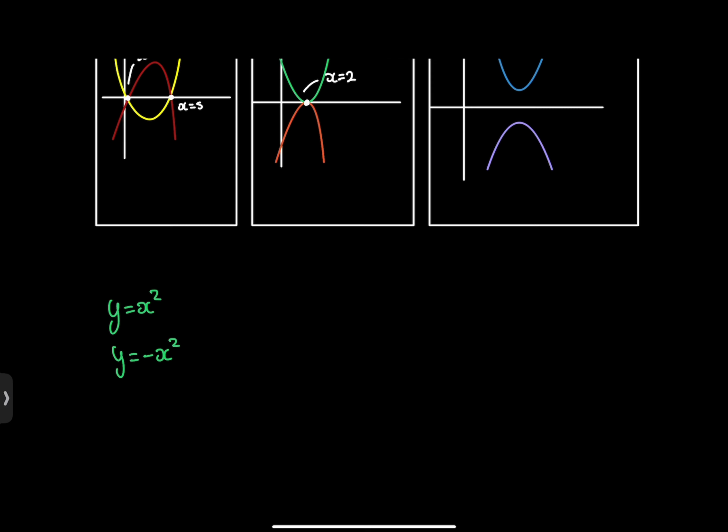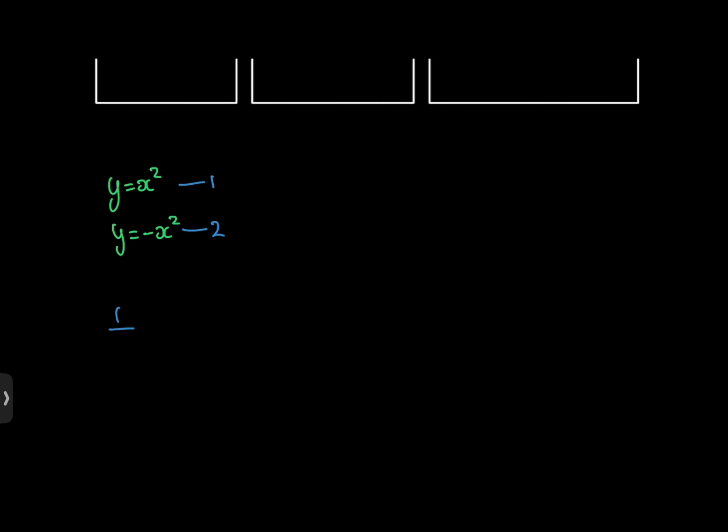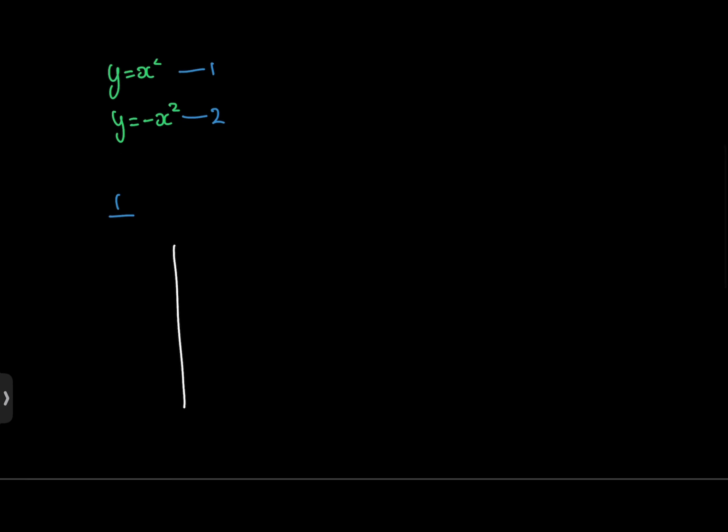Now I want you to take a moment and try to graph these two on some paper or graphing software. All right, so if you graph, let's label this number 1, let's label this number 2. For the first one, your graph is going to look something like this. So this is your y-axis, this is your x-axis. Your graph is going to look like this, right?